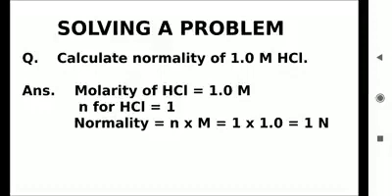questions. For example, we have to calculate the normality of 1M HCl. So what is the molarity of HCl? It is 1, because capital M denotes the molarity. Okay. Now what is n for HCl? The number of replaceable hydrogen ions will be 1 because there is one hydrogen in HCl. So 1. Now what will be normality then? Normality is equal to n into molarity. So n is 1, molarity is also 1. So 1 into 1 will be 1 normal. So normality of 1M HCl will be 1N.